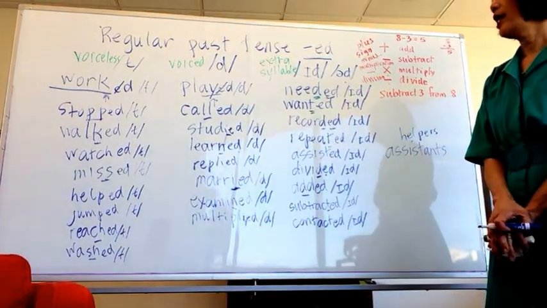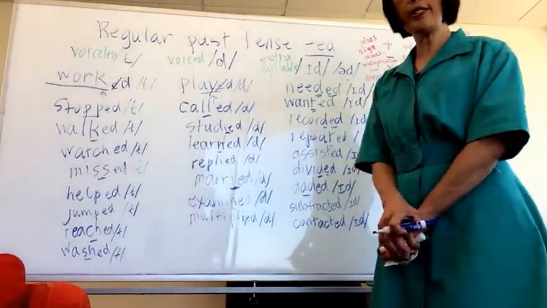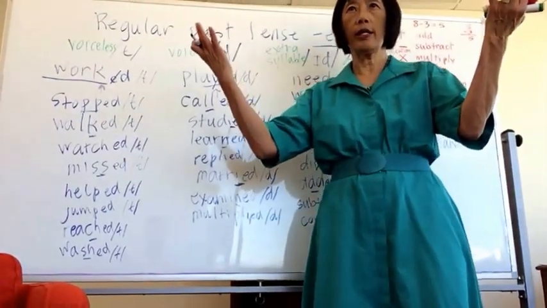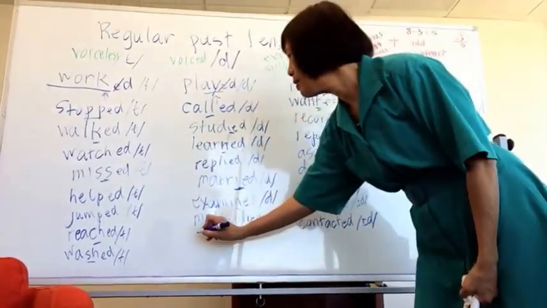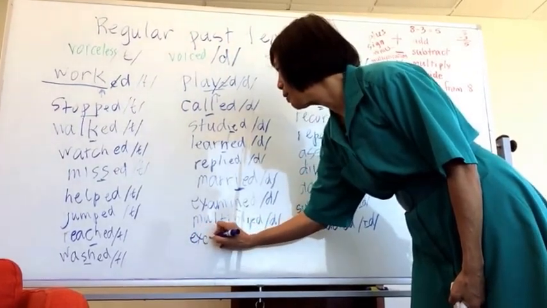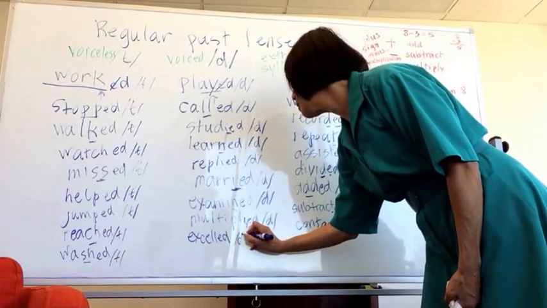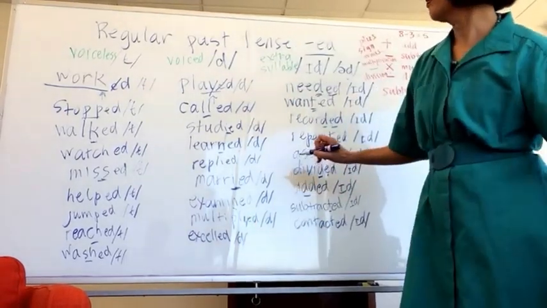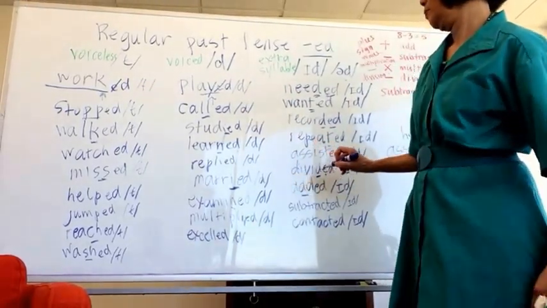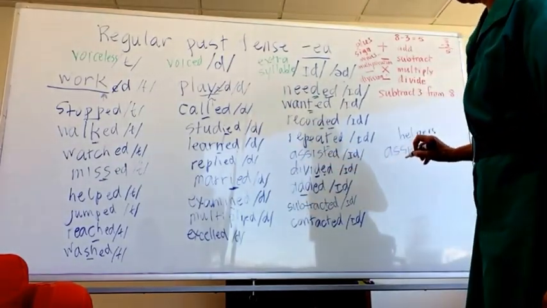Okay. Excel. To do very well. Excelled. All right. So let's put that over here with the d sound. So it ends, excelled. Double L. Excel needs a double L.